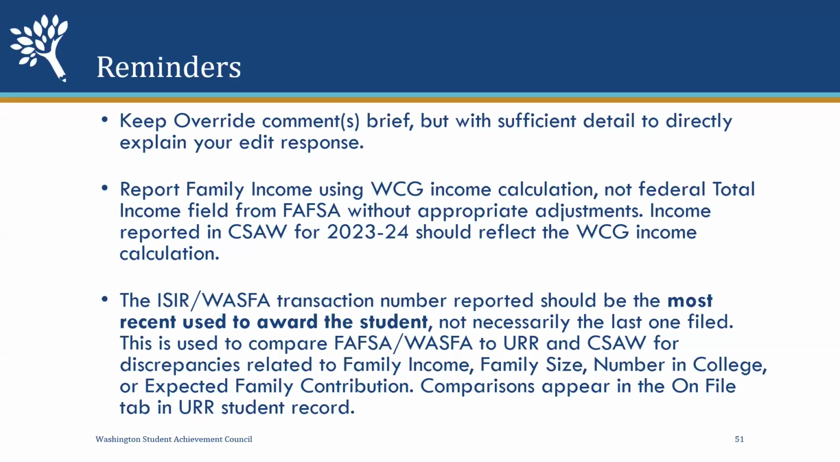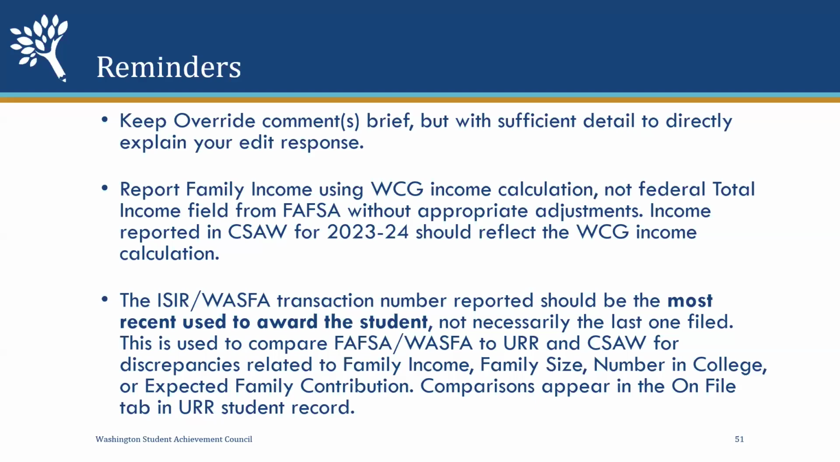The ICER and WASFA transaction numbers reported should be the most recent used to award the student. It's not necessarily the last ICER you received, but make sure that you list the ICER transaction number you used to award the financial aid. We use that to compare the FAFSA WASFA to the unit record in CSOF for discrepancies related to family income, family size, number in college, and expected family contribution. The comparisons appear on the tab in the unit record student record. And that's really a good tab because it really shows you exactly what's gone on with that student. We use it a lot.